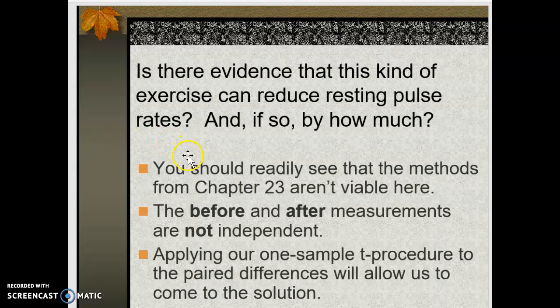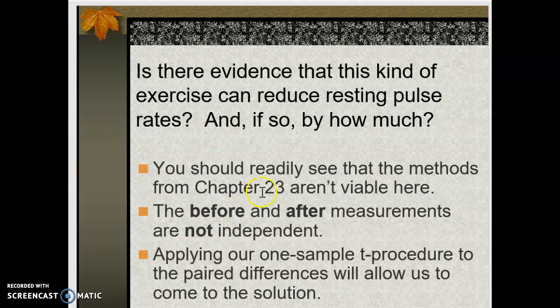So the question we have is: is there evidence that this kind of exercise program can reduce resting pulse rates, and if so, by how much? This is basically saying do a hypothesis test and then do a confidence interval. That tells me what my expectation would be for how much it reduces it.